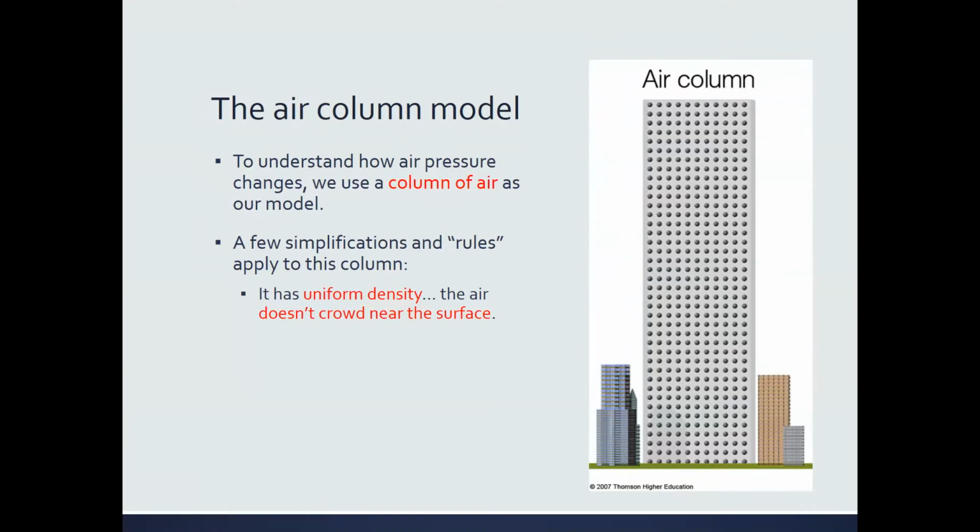The first one is, unlike the real atmosphere, this column of air has uniform density. What that means is that air doesn't crowd near the surface like in the real atmosphere. If you remember in the last lecture, I talked about the pyramid where most of the air molecules hang out near the surface. The higher up you go, the less air there is. Here, in this air column, density is uniform, meaning that the same number of air molecules are present at any height in the atmosphere.